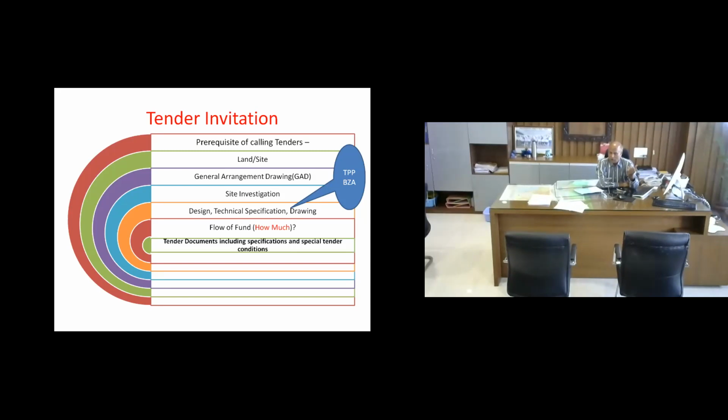Then tender documents, including specification, special conditions, etc. These are the prerequisites, which is the role of the executive, that you must be ready with all this before you invite a tender. In case you do not do all this, then even after finalization of tender, you will have problems. Like you give a time period of say 18 months or 2 years, but you will end up in a situation where you are not able to finish the work even after 24 months or 36 months. That happens.